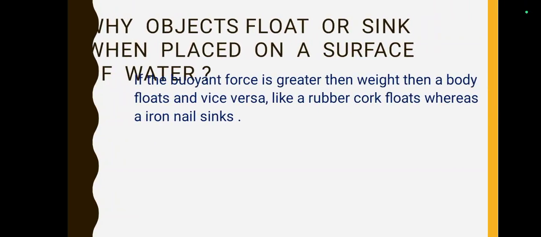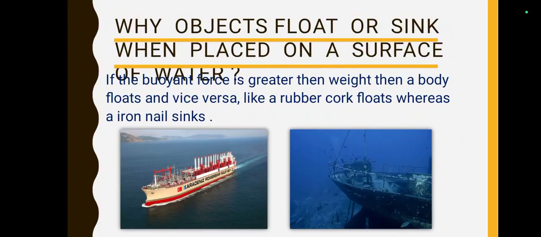Next, why do objects float or sink when placed on the surface of water? As we have already discussed in the previous slide, if the buoyant force is greater than the weight of the body, it will float, and vice versa. It means if the gravitational force is more and the buoyant force is less, then the object will sink, like a rubber cork floats whereas an iron nail sinks.